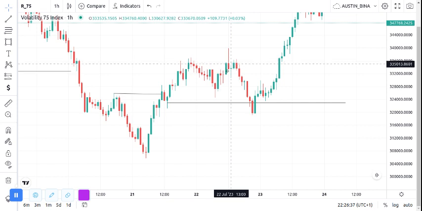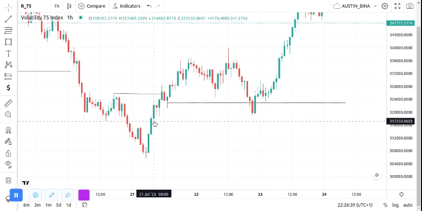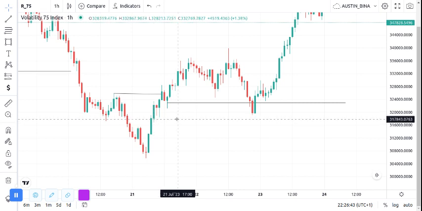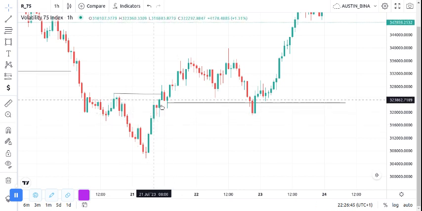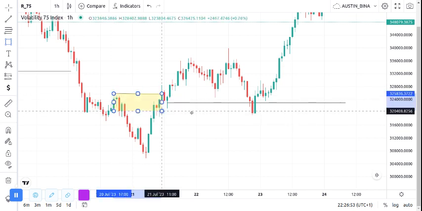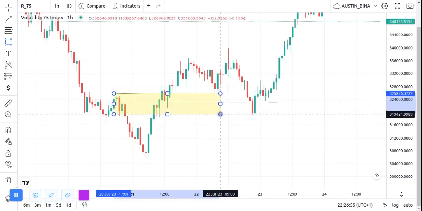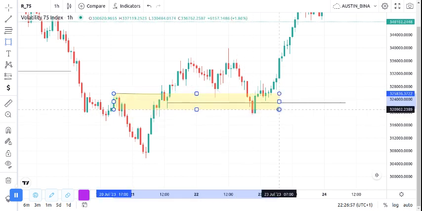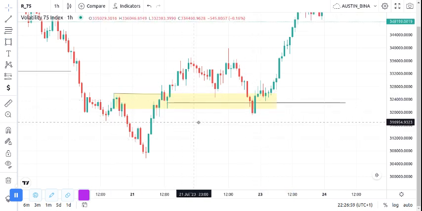So immediately after this shift in market structure happens, what will you do? You wait for price to reprice into an order block, or the breaker block, or the fair value gap, whichever price reprices into. That's where you take your trade. So this buy candle we are seeing right here is actually our breaker block, guys.